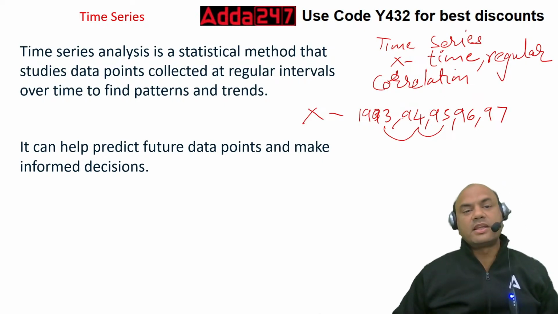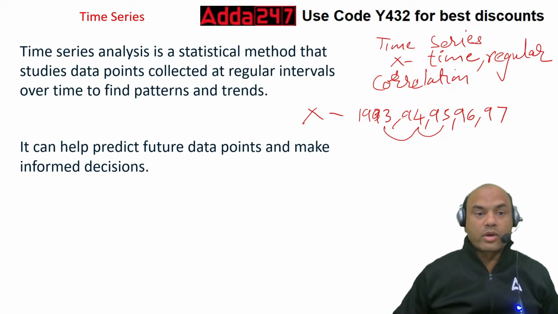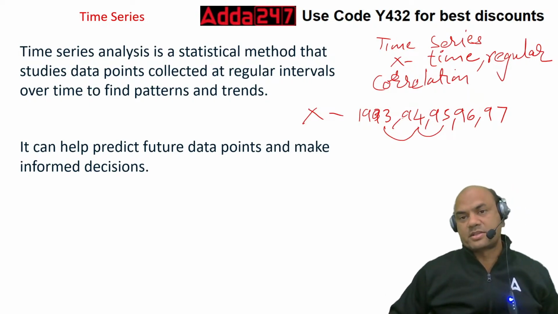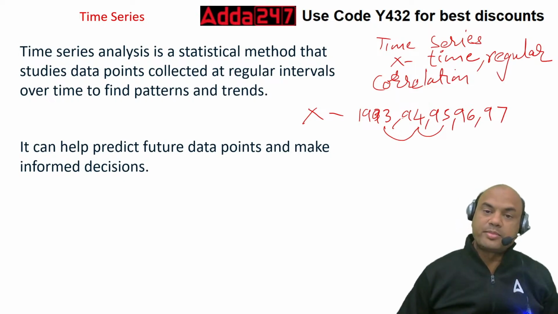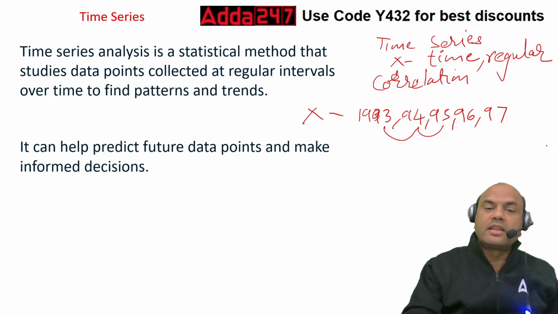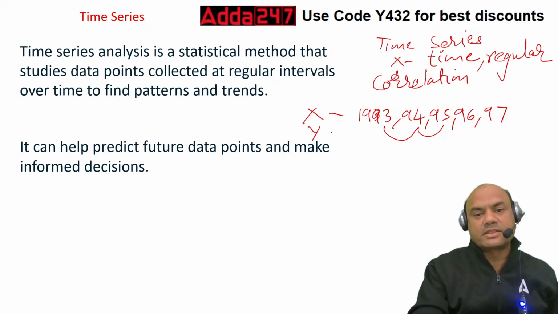So time series analysis is a statistical method that studies the data points collected at regular intervals over time to find the patterns and the trends. Okay, that studies data points collected at regular intervals. Data points means data which I collect. See here, this is X. Similarly, there will be Y over here. Generally, time series is in between X and Y.